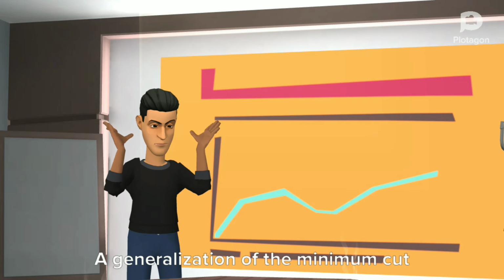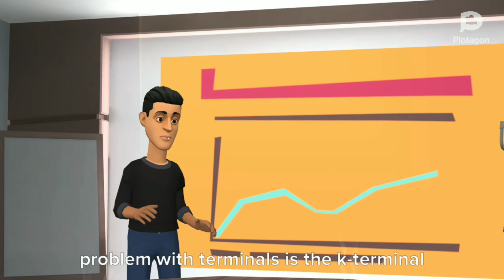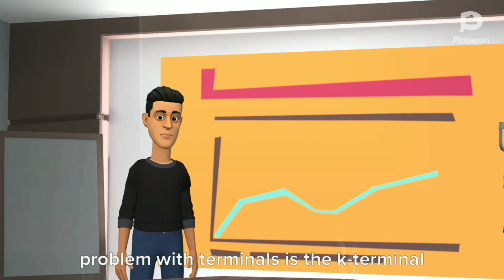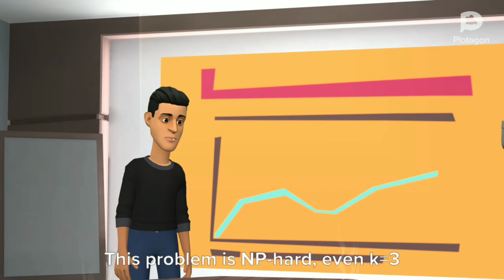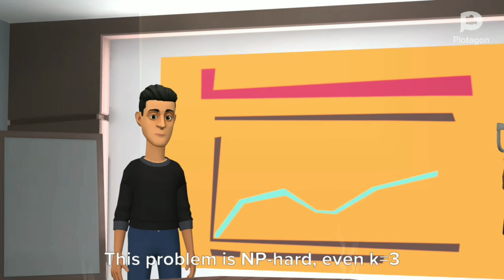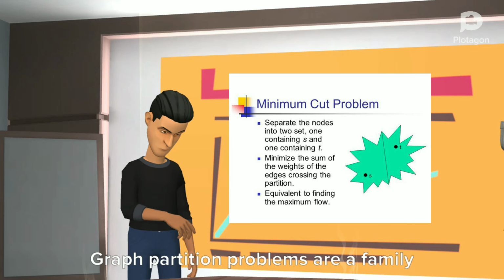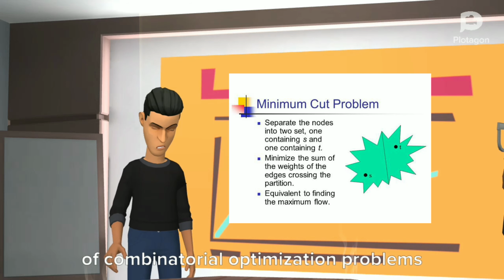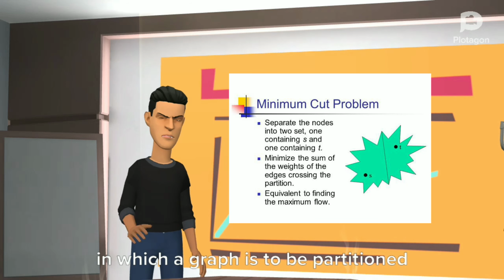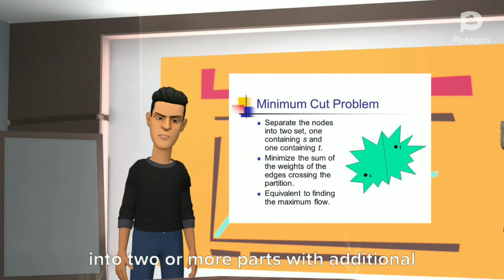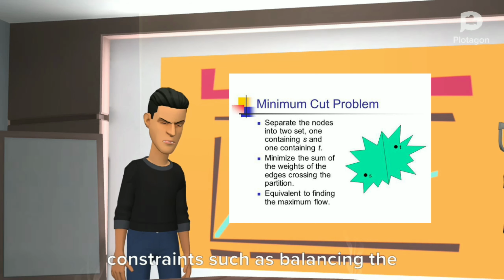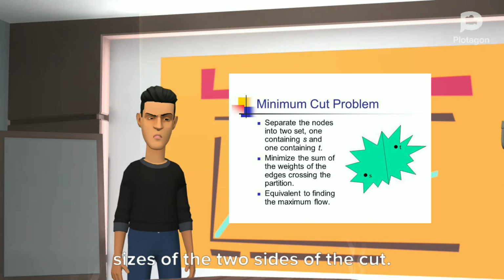The generalization of the minimum cut problem with terminals is the k-terminal cut, or multi-terminal cut. This problem is NP-hard, even for k equals 3. Graph partition problems are a family of combinatorial optimization problems in which a graph is to be partitioned into two or more parts with additional constraints such as balancing the sizes of the two sides of the cut.